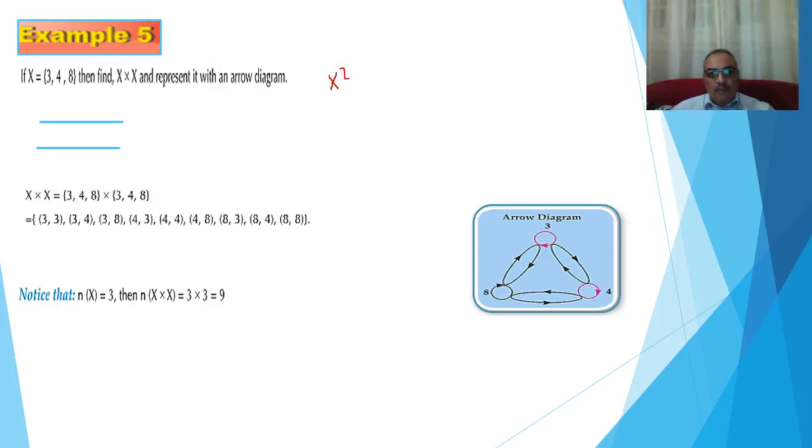X is {3, 4, 8}, so the pairs are 3 3, 3 4, 3 8, 4 3, 4 4, 4 8, 8 3, 8 4, 8 8, like this. We can draw one diagram like this. Okay.